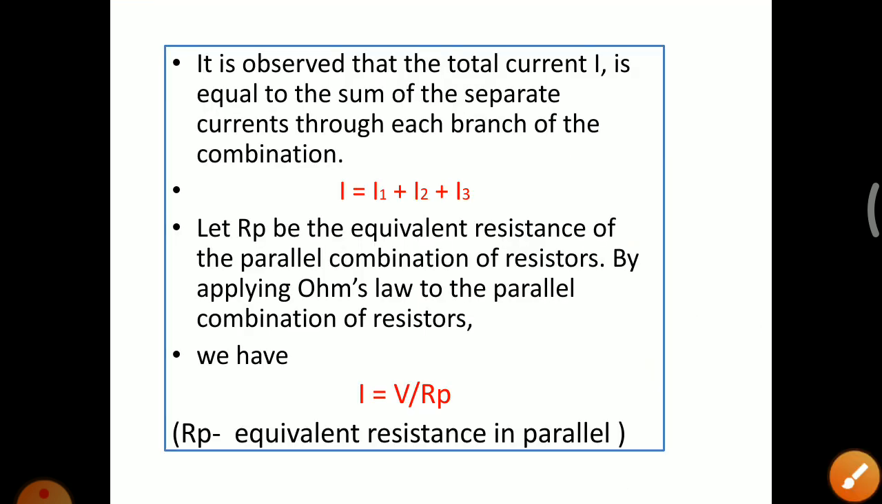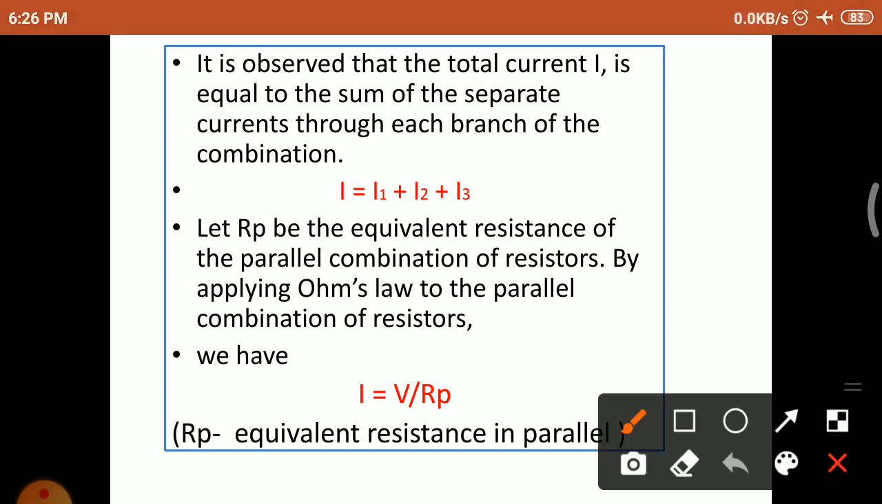So from this observation we can say that I equals I1 plus I2 plus I3. That means the total current I is equal to the sum of the separate currents through each branch of the combination. And V equal to V, we know that.